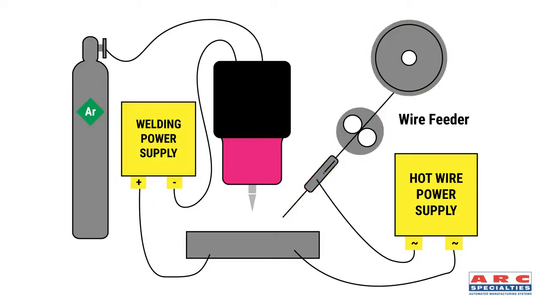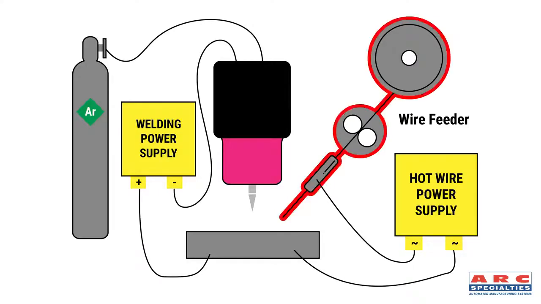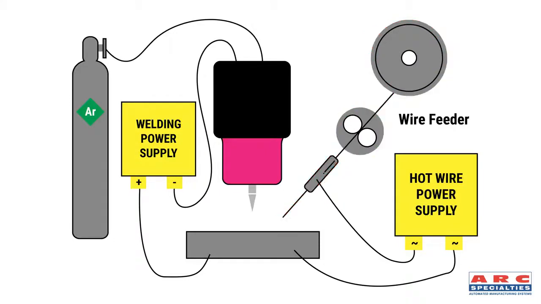And on the upper right, you see a wire feeder. This is a way to automate gas tungsten arc welding. You feed the wire in using a feed motor. What makes this process unique is the second power supply on the lower right. This is a hot wire welding power supply. It's AC and constant voltage.